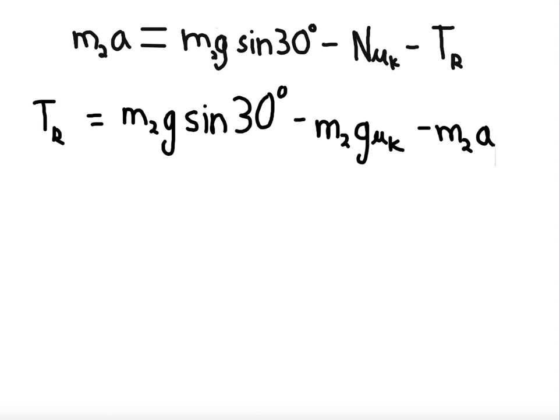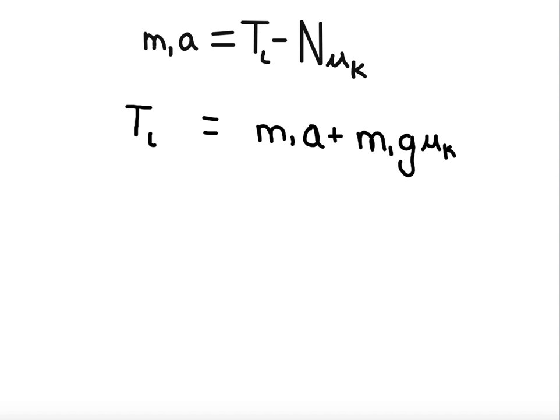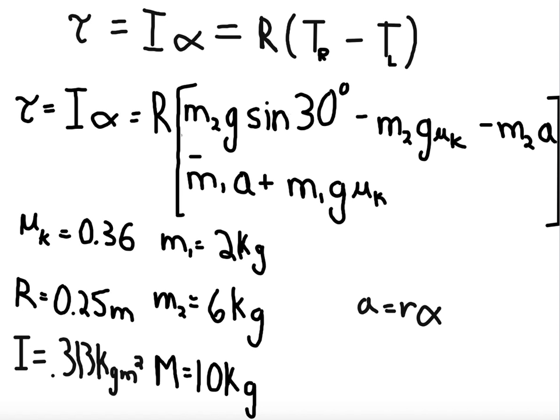So solving for tension on both, tension on the right is the second mass times gravity times sine 30, minus mass times gravity times coefficient of friction, minus the mass times acceleration. And then tension on the left is mass times acceleration minus mass times gravity times coefficient of kinetic friction. For tau, we're now just plugging TR and TL in, so it's R times all of that business. And these are again all the things we're going to plug in.